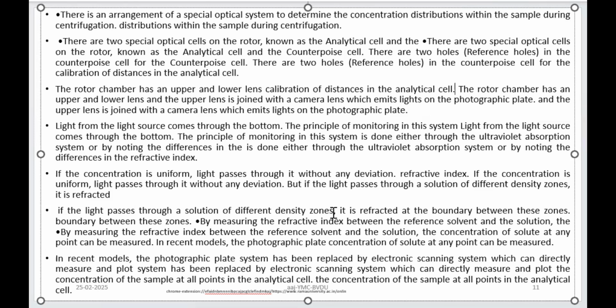So what you are doing is passing the light, that is UV light, and the amount of UV light which gets absorbed is going to characterize the analyte on the basis of its refractive index. So differences in the refractive indices will be noted, and that is how you will get the information. If the concentration is uniform, light will pass through it without any deviation, right? If the concentration is not uniform, then you will get different density zones and different kinds of diffraction, and the data will tell you that this was the particle that is going away and sedimenting, and there is not a continuous zone.